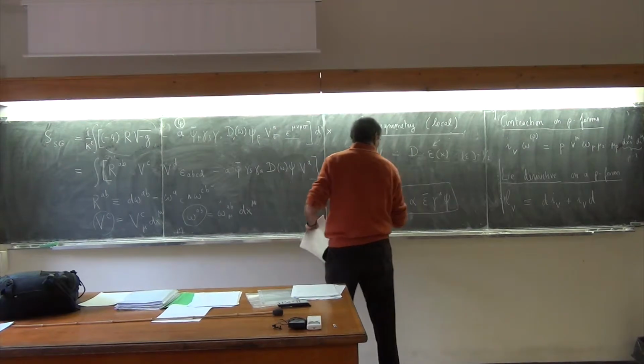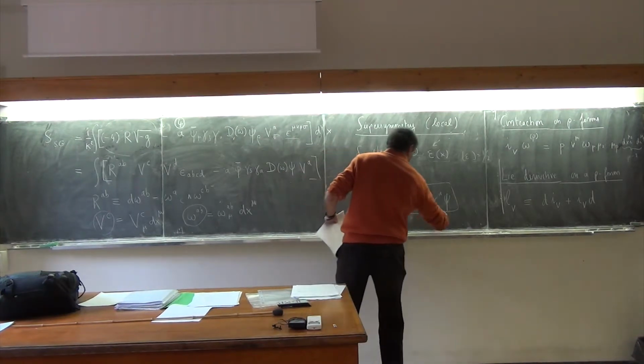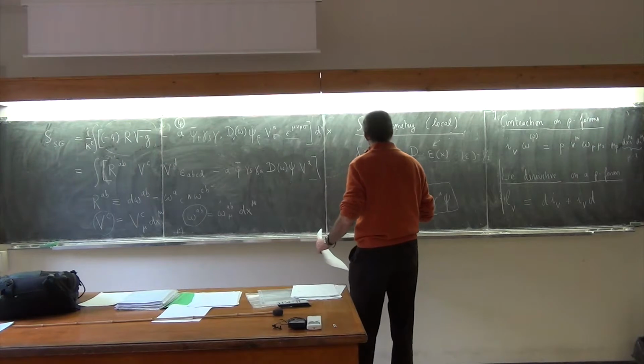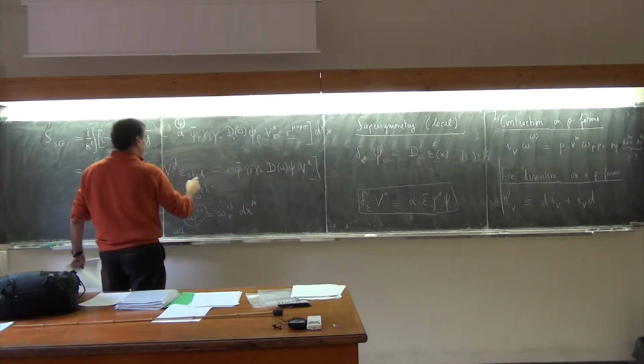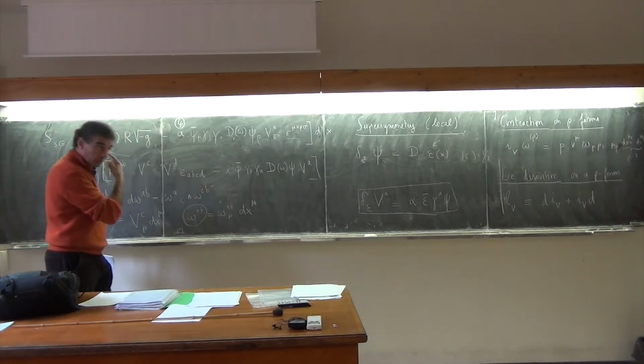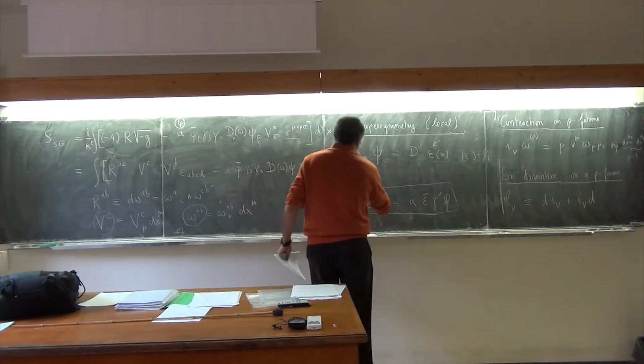One more thing, and then we can take a break. One more thing is related to the third field that you have in the game. Here you have a third field, which is the spin connection. Now, the spin connection could vary.